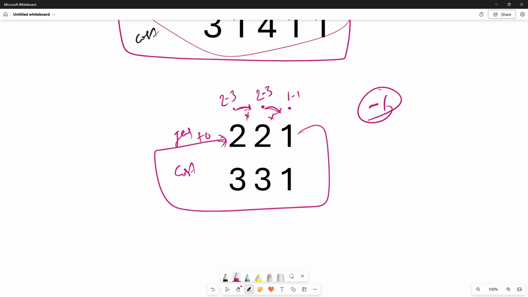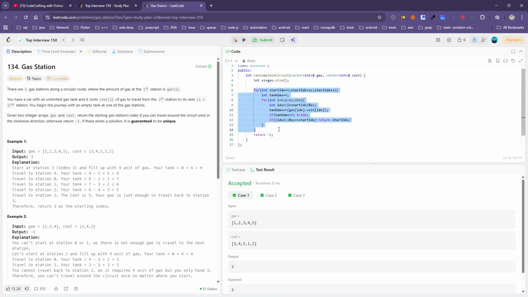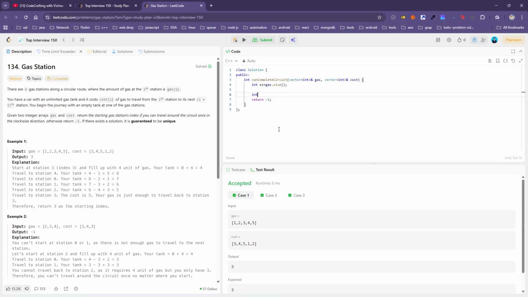Okay, in this case. So if you haven't understood the solution, maybe watch the video again. Okay, so now we'll code the solution. Initially we have tank gas, which will be 0. Now we'll have total gas, which will also be 0, and start index, which will also be 0. Now we will traverse only one time, so int i is 0, i less than sz, and i plus plus.